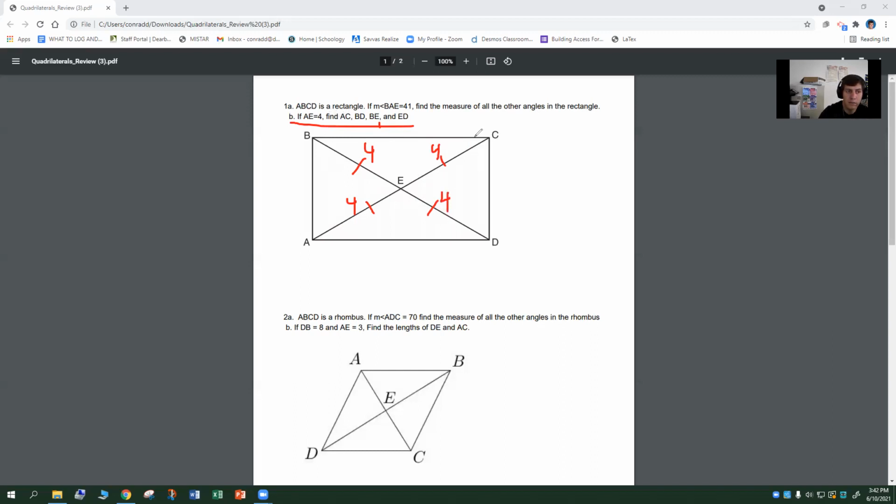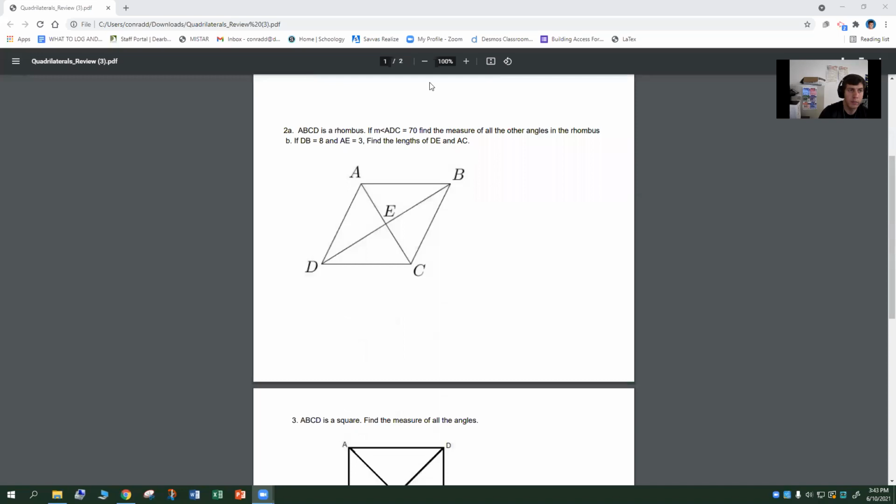AC then is going to be 4 plus 4. So AC is going to be 8. BD is also going to be 8. 4 plus 4 is 8. BE then is 4. And then ED is also 4. So that's the diagonals of a rectangle and the angles on a rectangle.